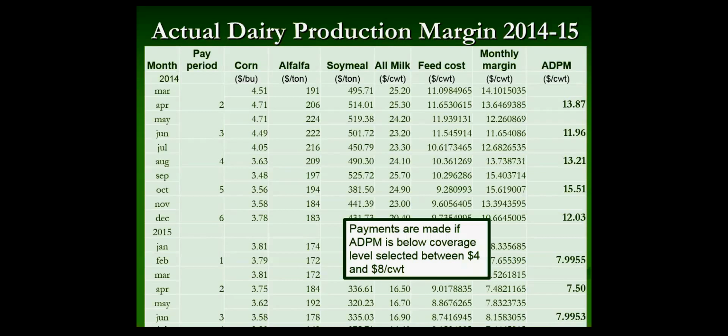Let's move on. Payments, of course, are made if this margin is below the coverage level between this $4 and $8 range, and so the last 2-month time periods would have been in the money here, a whopping a fourth of a cent or 0.4 cents and so forth. And we would have been in the money at 50 cents in the March-April time period if you had bought an $8 coverage level.